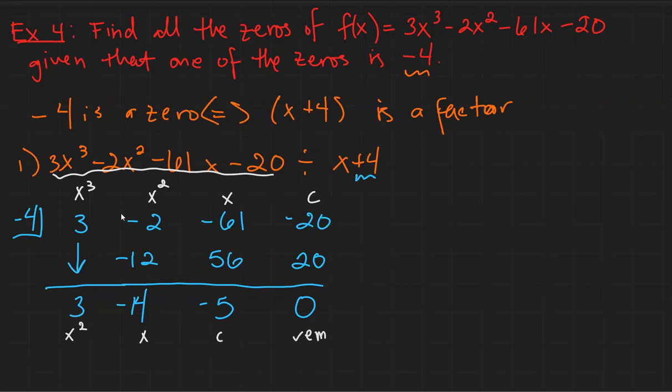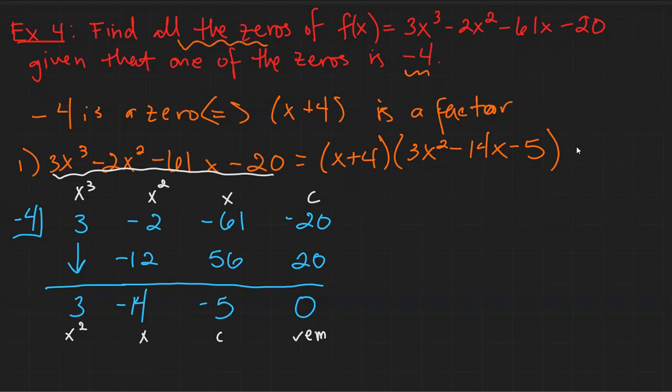So then what do we get? We know that this, I can erase this right here, we know that this is equal to x plus 4 times 3x squared minus 14x minus 5. Okay, let's keep going. Let's keep factoring this because eventually we still need to find the zeros. So we need to find the x-intercepts, right? So we're going to factor this and then at the end set it equal to 0. Okay, we just need to factor the inside quadratic.